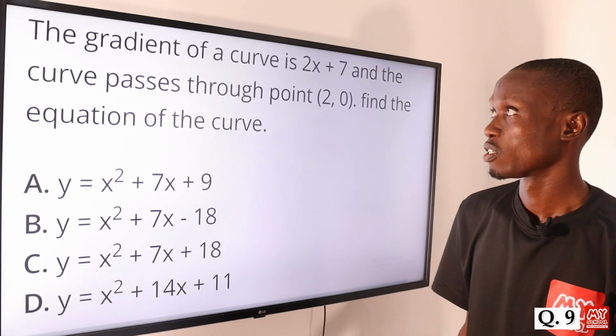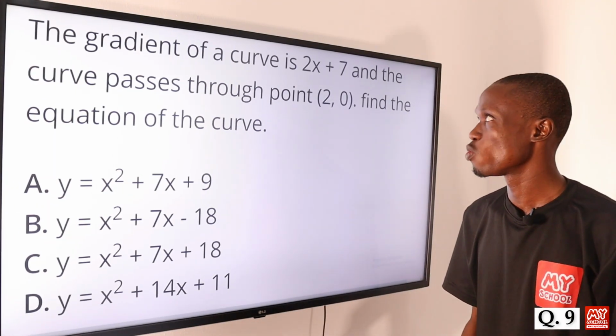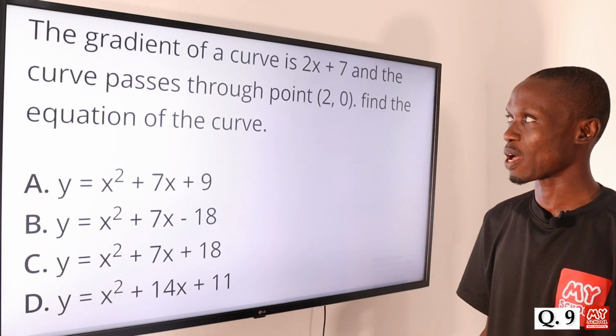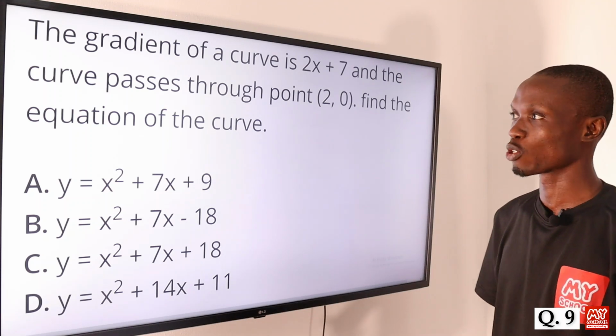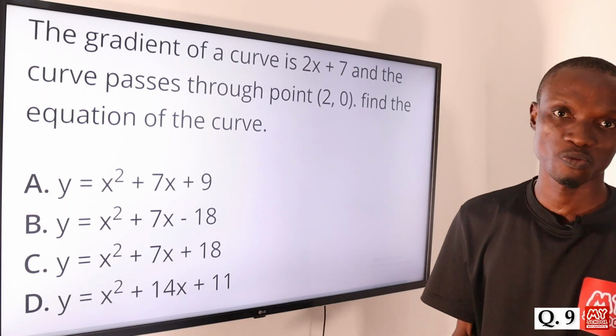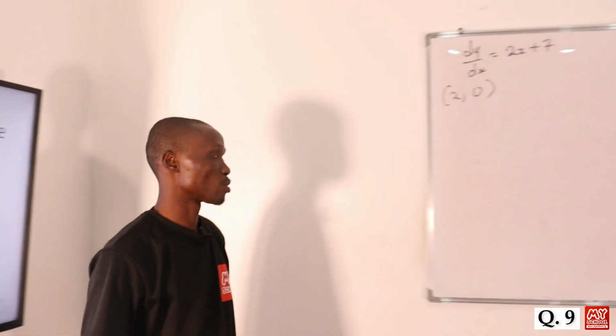3. Question 9. The gradient of a curve is 2x plus 7, and the curve passes through the point (2, 0). Find the equation of the curve. So let's move over to the board to find the equation of the curve.